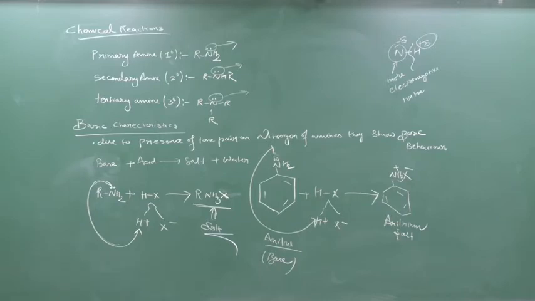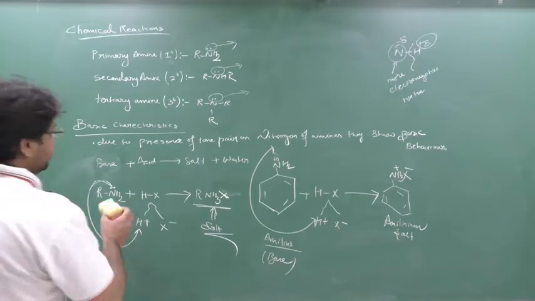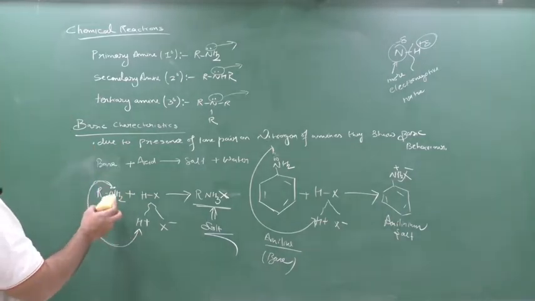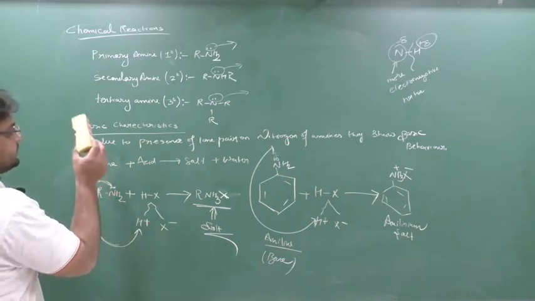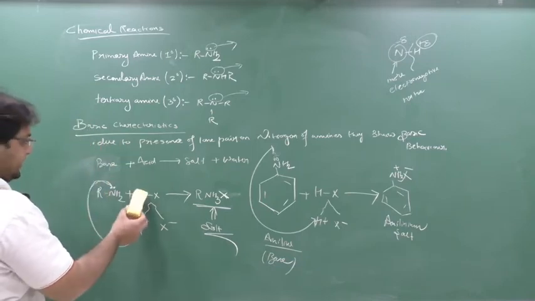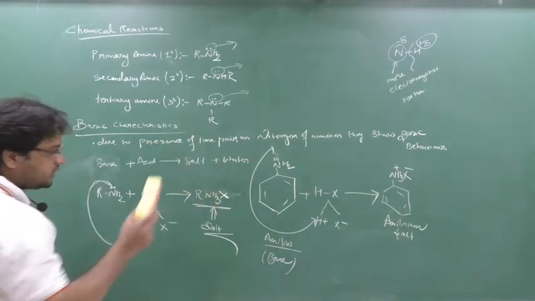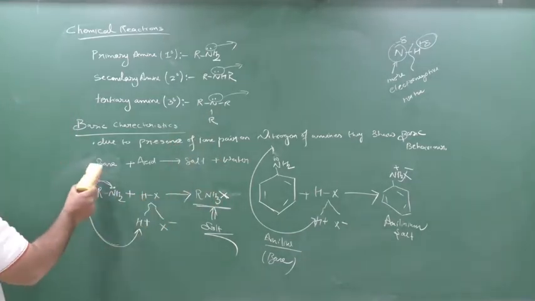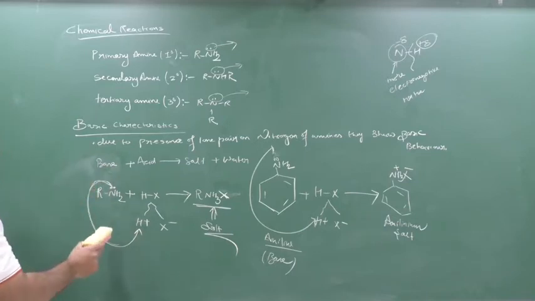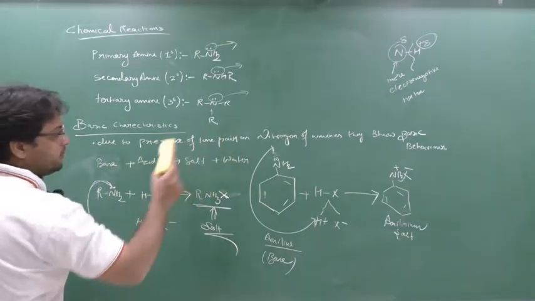Chalo, now we are going to see the next topic, that is basic strength. Understood? So basic characteristic is due to what? Basic characteristic is proved by reacting with acid. Any substance reacting with acid will generate salt and water. Now here base is due to the lone pair.